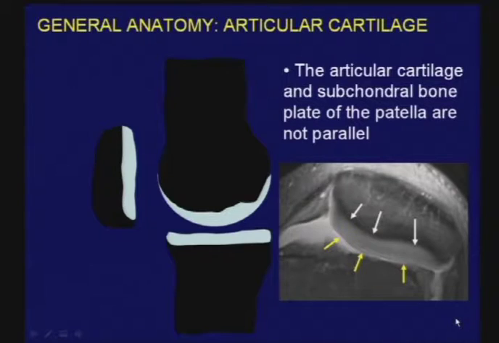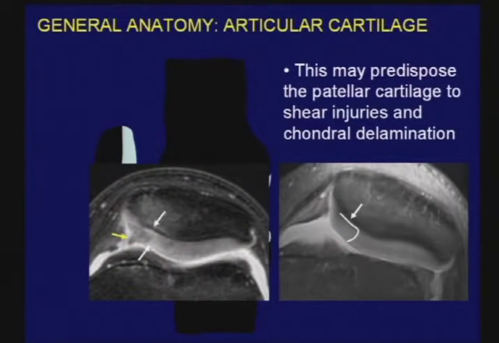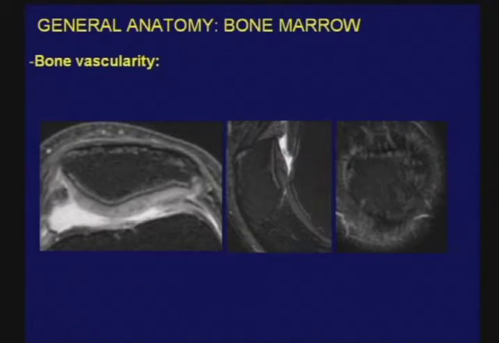As you look at the shape of the articular surface, that is of the cartilage shown in yellow arrows, and you look at the shape and configuration of the subchondral bone plate of the patella, you can see they are not parallel. Some people have suggested that this anatomic relationship explains the high frequency of shear injuries and chondral delamination of the patellar cartilage. So I show you an example of vertical and horizontal delamination involving the articular cartilage. There's also fibrillation of that surface as well.